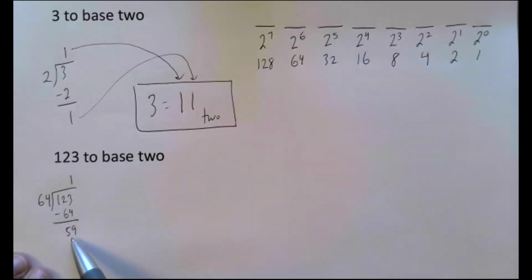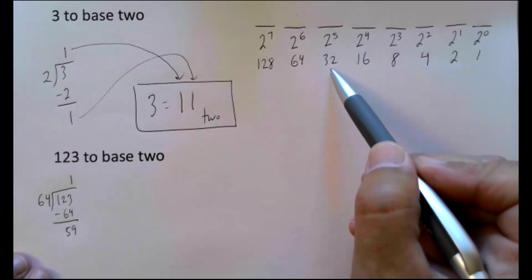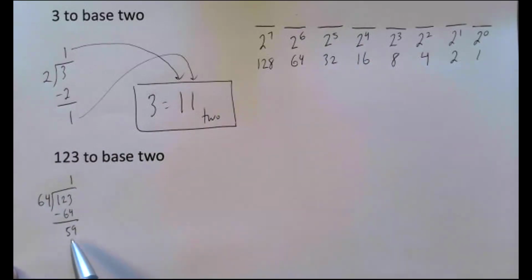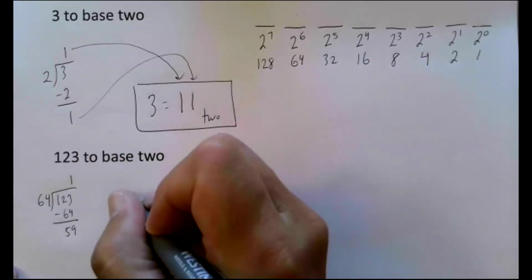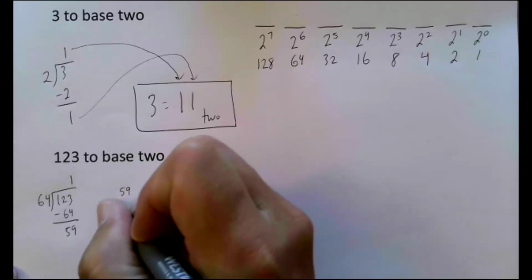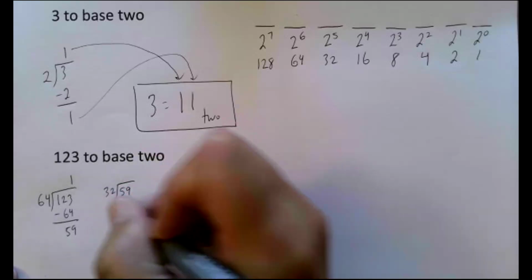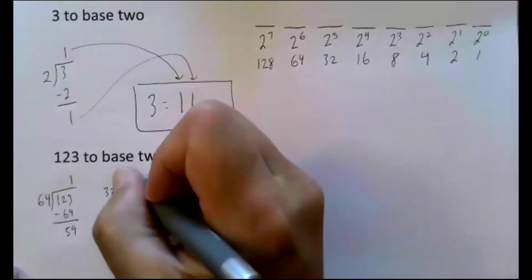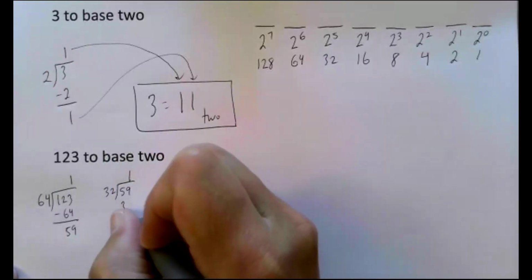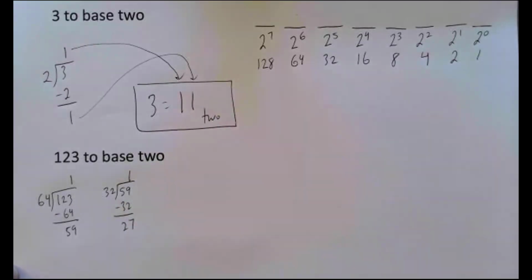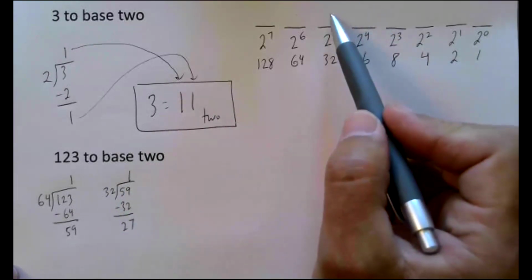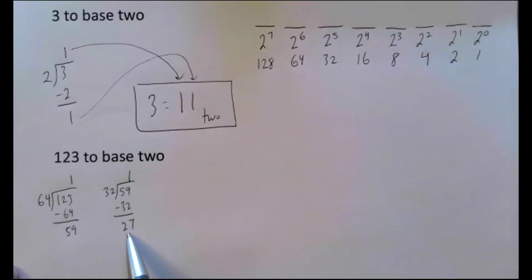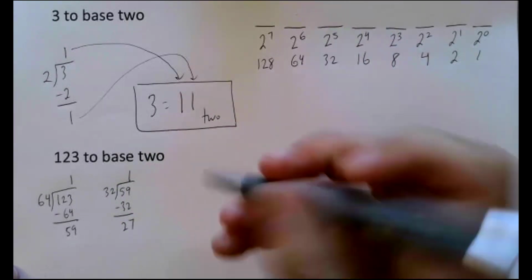Remember, what you do is you take your remainder and you always go divide by the next place value over to the right. So I'm going to take 59 and divide by 32. 32 goes into 59 one time. 1 times 32 is 32. Go ahead and subtract, we get 27. I know there's going to be a 1 in the 32's, so I'm going to have a 1 right here in my answer. You take the remainder and go divide by the next place value over.